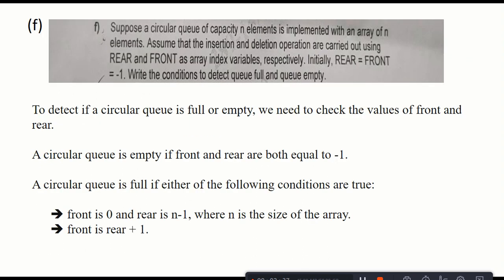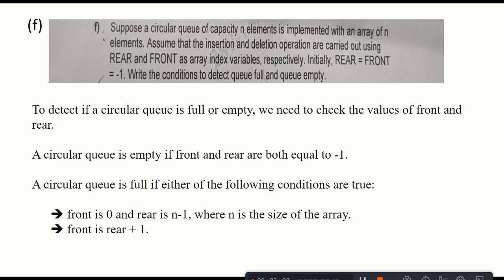Second one: suppose a circular queue of capacity n elements is implemented with an array of n elements. Assume that the insertion and deletion operations are carried out using rear and front as array index variables respectively. Initially rear equals front equals -1. Write the condition to detect queue full and queue empty.